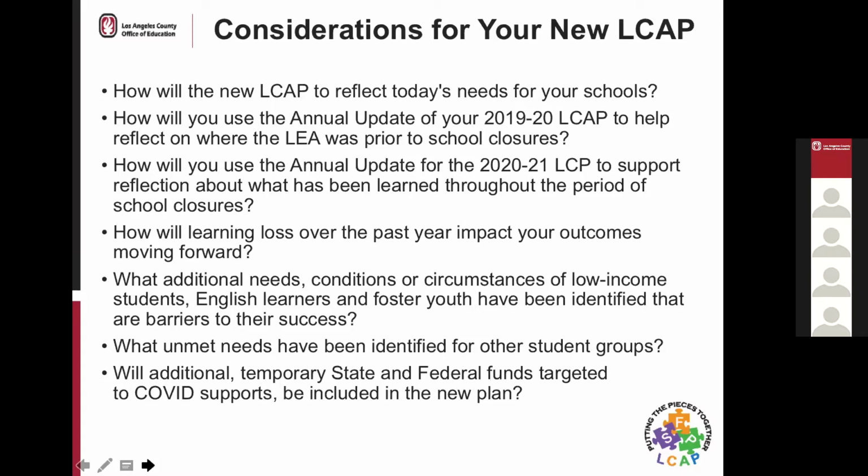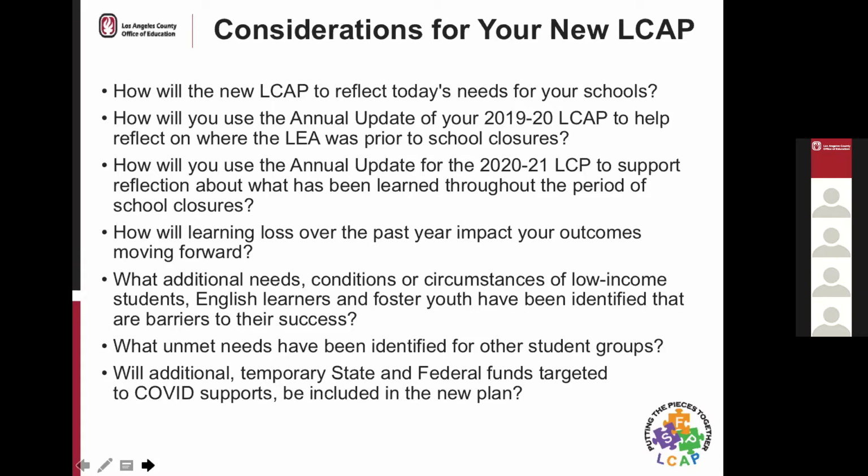And then what additional needs, conditions, or circumstances of your 3 targeted groups, low-income students, your English learners, and foster youth, what new needs have been identified that are barriers for success? We knew them before, but now we know them at a deeper level, and other needs have arisen as you've gotten to see them in their homes.